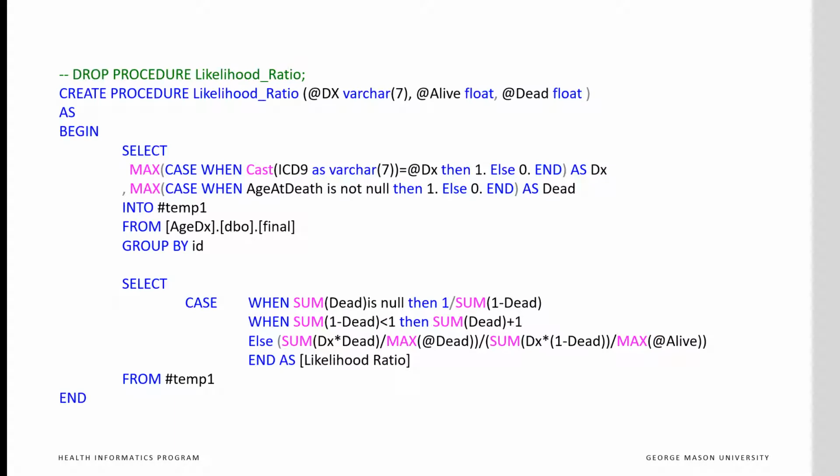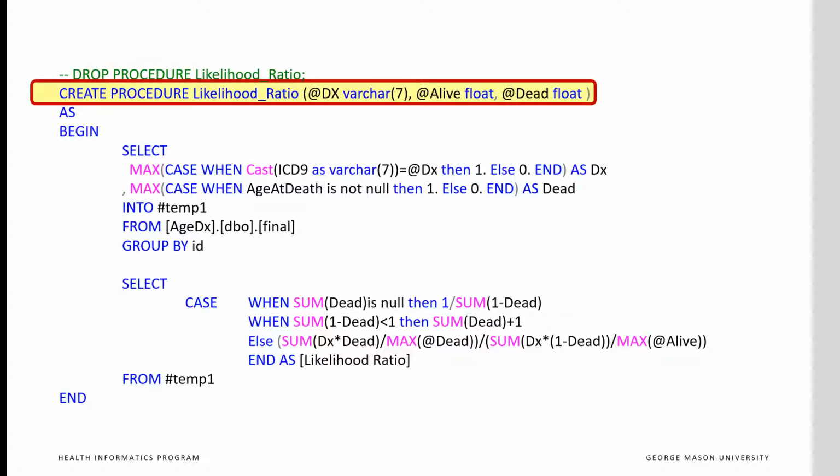We demonstrate the use of procedure with one created to calculate likelihood ratio. In this procedure, we calculate the likelihood ratio associated with a specific diagnosis. The first line is commented out and is used only when we wish to drop the previous draft of the procedure from the database. This line gives the name of the procedure and the types of variables that are used as input in the procedure.